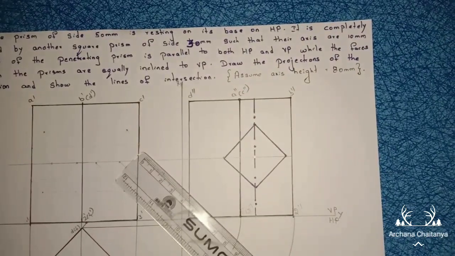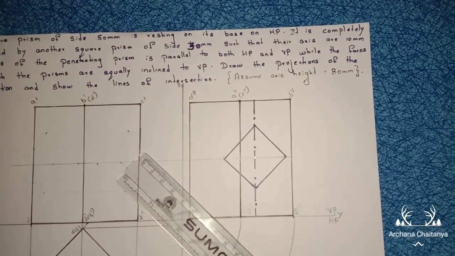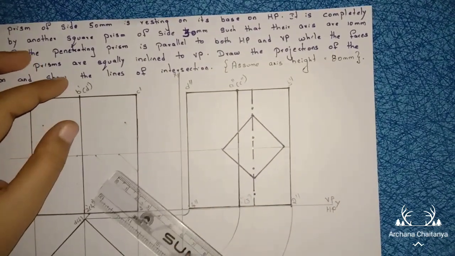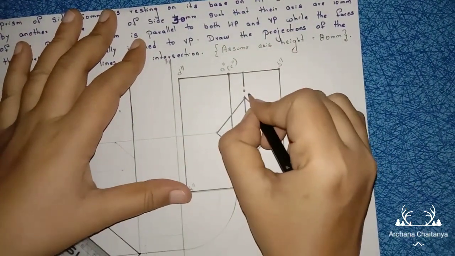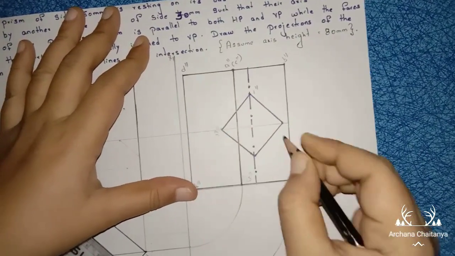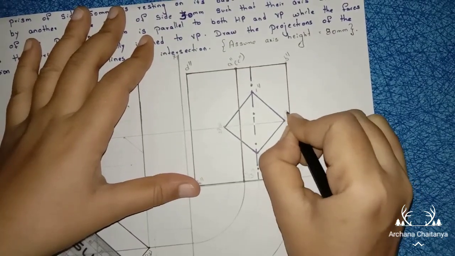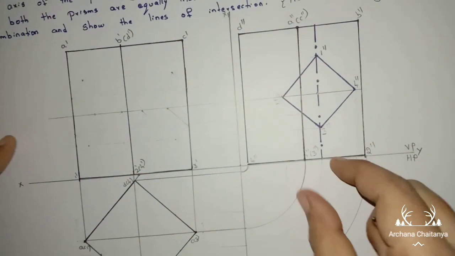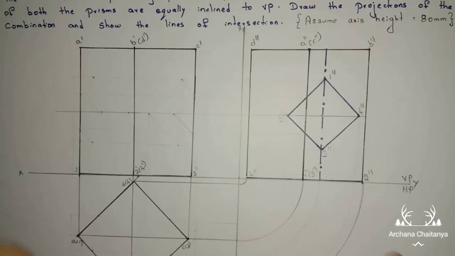Here they clearly mention that the axes are 10 mm apart. So from the axis line I took the distance of 10 mm, and I have drawn the square prism of side 30 mm. After that mark the points here: 1 double dash, 2 double dash, 3 double dash, and 4 double dash. Now what do we have to do? Through these points we are going to construct the axis height here.